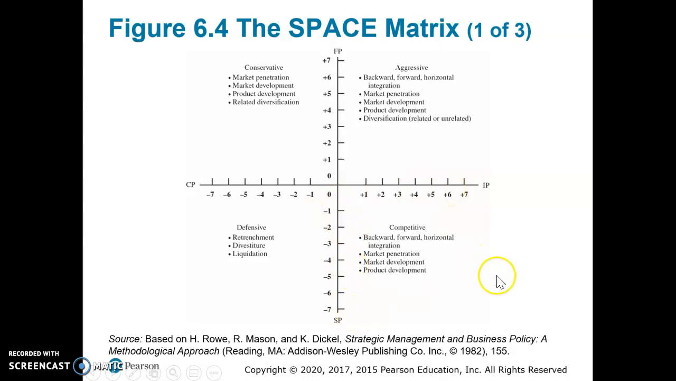All right, so the SPACE matrix looks at where we are competitively. It plots where you are and it tells you what type of strategy to take. If you land in this quadrant, you can be more aggressive. So backward, forward, horizontal integration, market penetration, market development, product development. If you land in this quadrant, you're probably going to want to be a little bit more conservative. And then defensive, again, is retrenchment, divestiture, liquidation. You don't want to be down here. And then if you're down here, you're competitive.